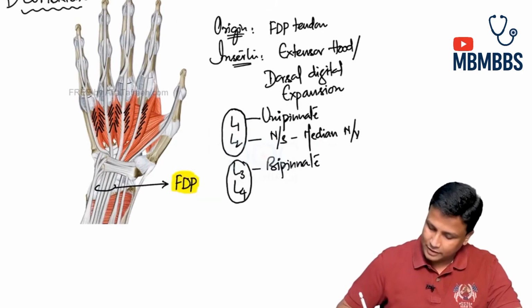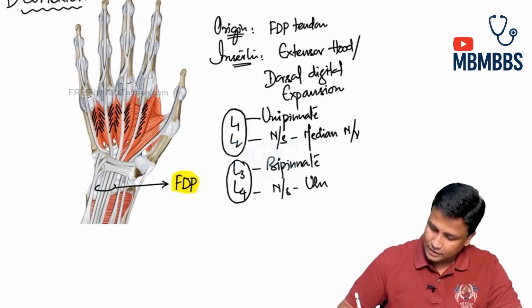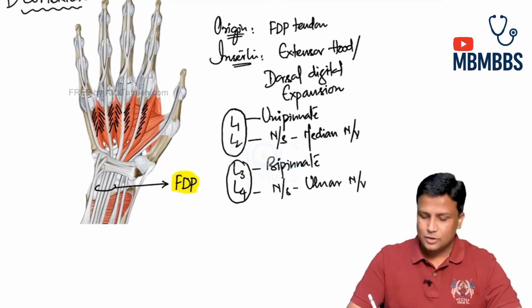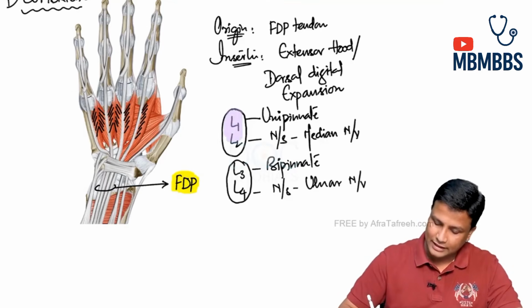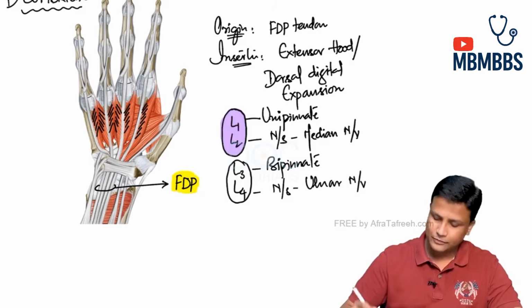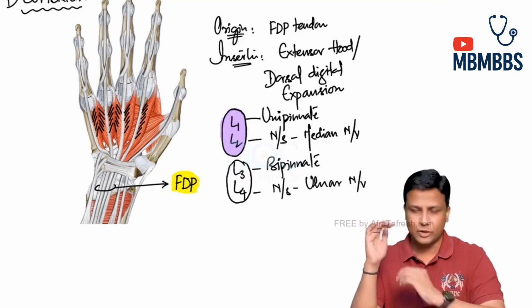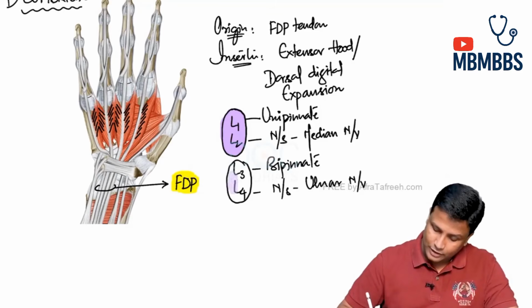Whereas the third and fourth lumbrical, what is the nerve supply? They are supplied by the ulnar nerve. So remember, the first and second lumbrical, we can even call them the lateral two lumbricals. First and second one are present on the lateral side, lateral two lumbricals. And the third and fourth lumbrical, we can even call them medial two lumbricals, sir, because they're on the medial side. Is it okay?